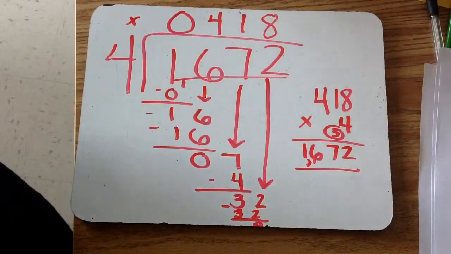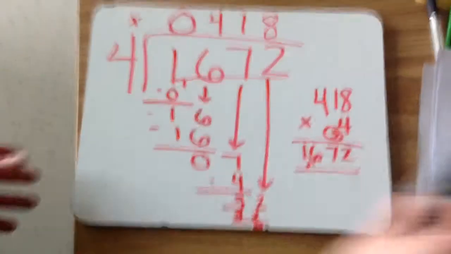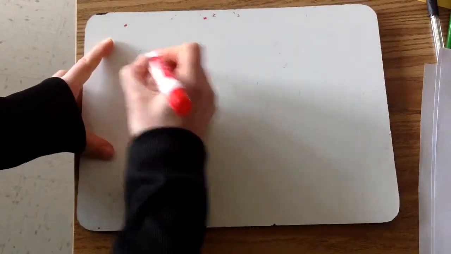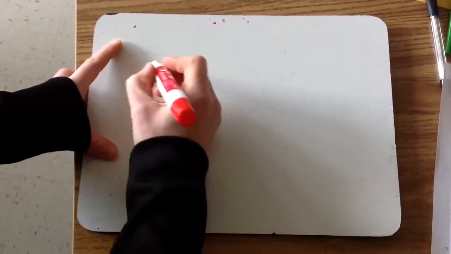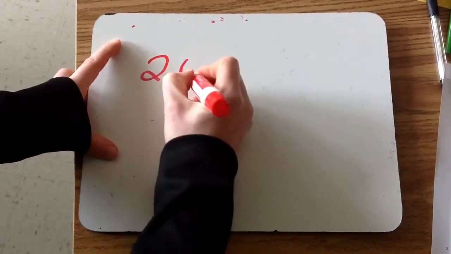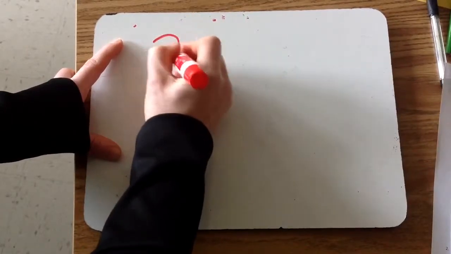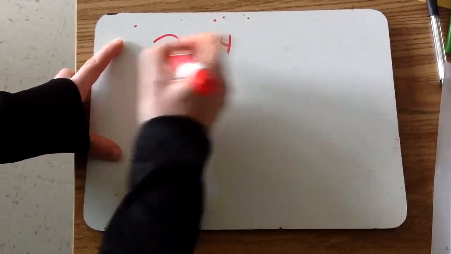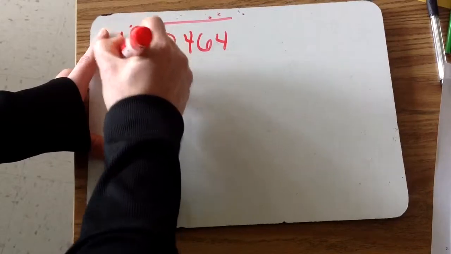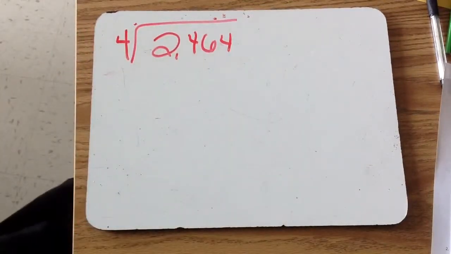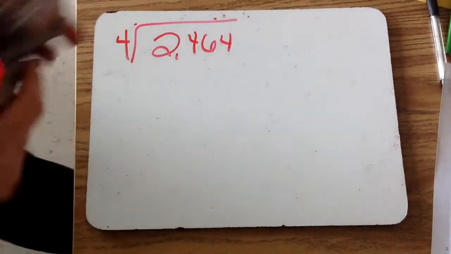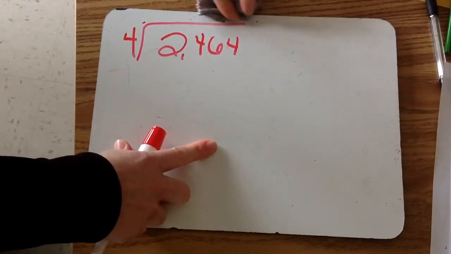All right, go ahead and erase. I'm going to show you one more, just so you can practice. Imagine it's 2,464 divided by 4. We are going to have the same problem. Go ahead and write this down. We have the same issue.